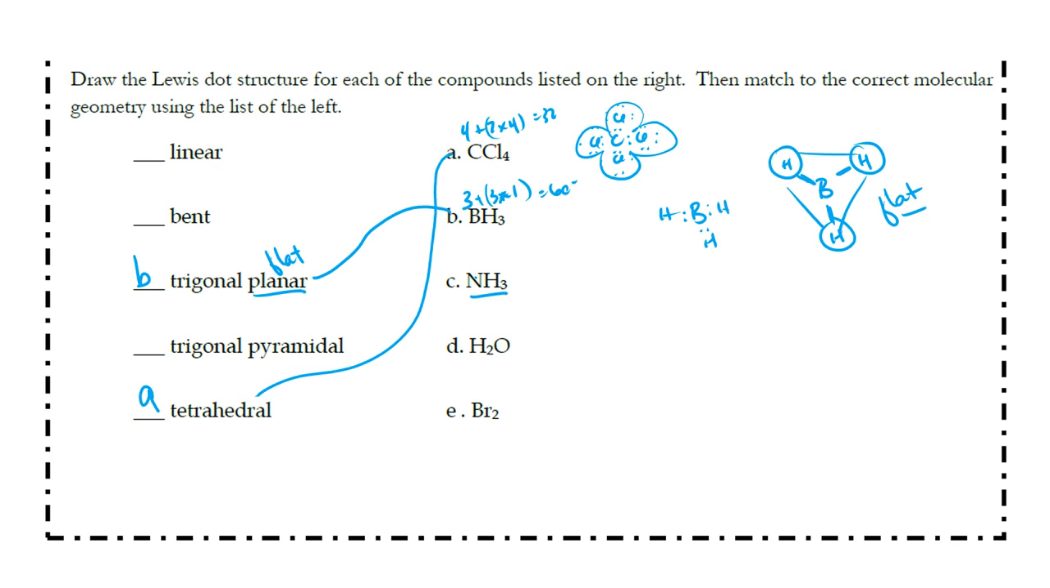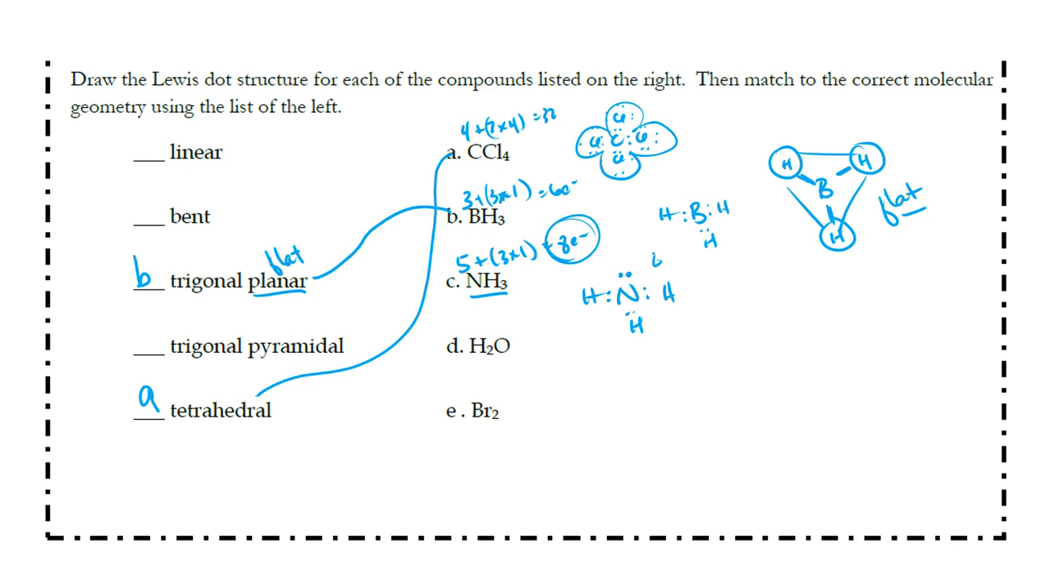As opposed to this guy, NH3, nitrogen has 5 valence electrons. Each one of those hydrogens has 1. 5 plus 3 times 1 is 8 valence electrons. I'm going to put nitrogen in the middle, hydrogen all around. 2, 4, 6. I've got one more pair to get to 8. It's going to go there.